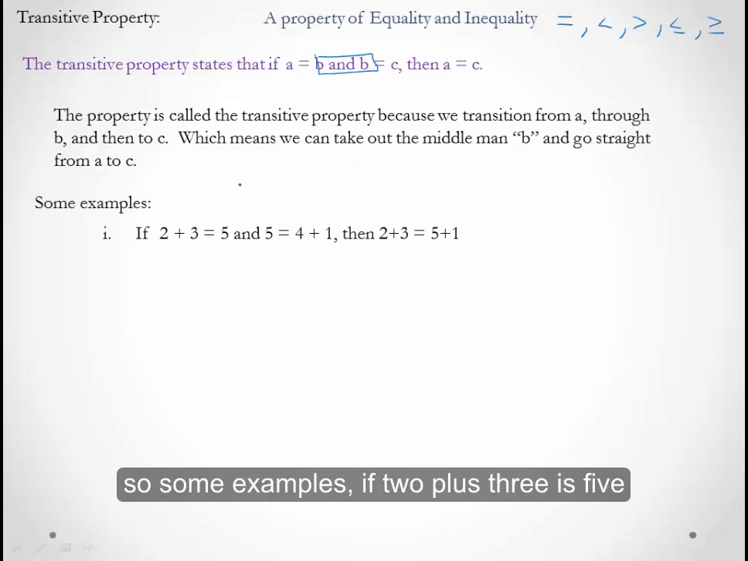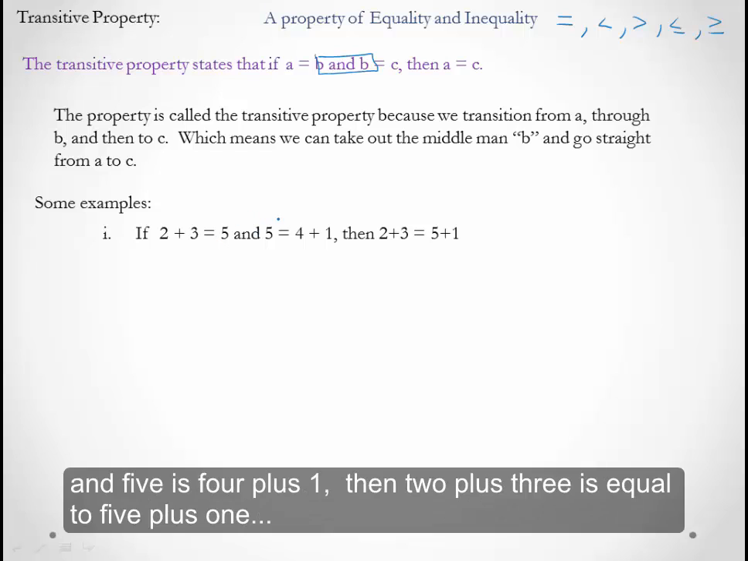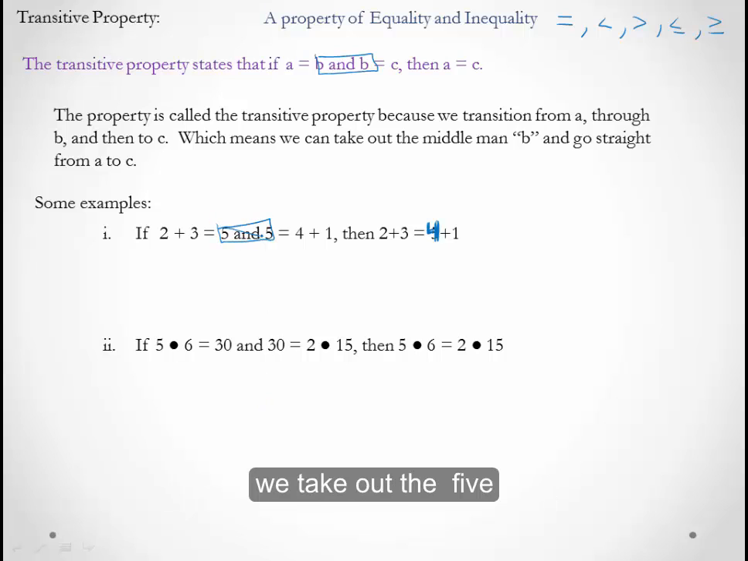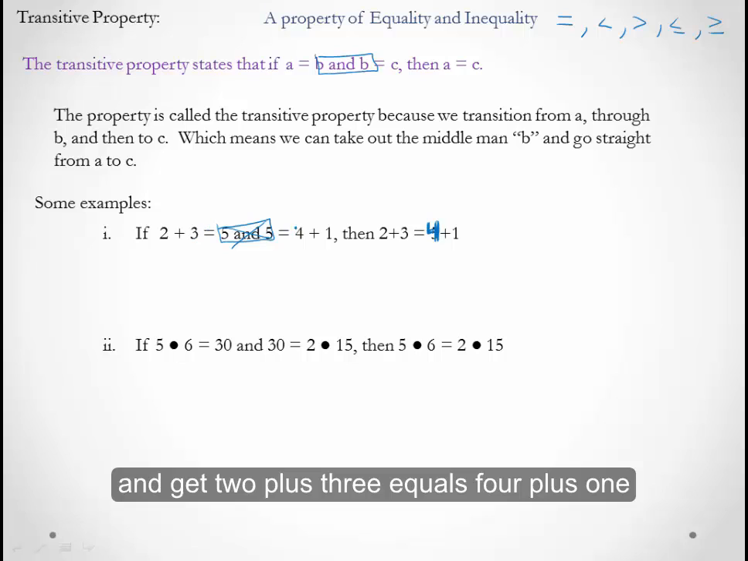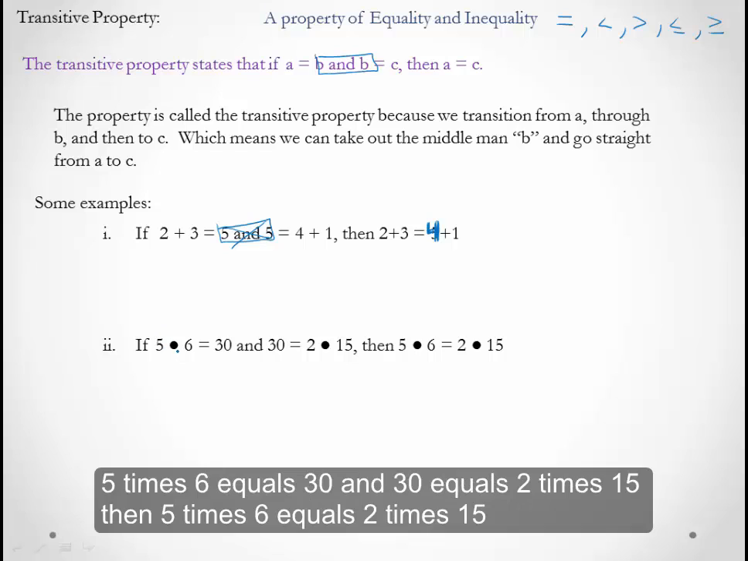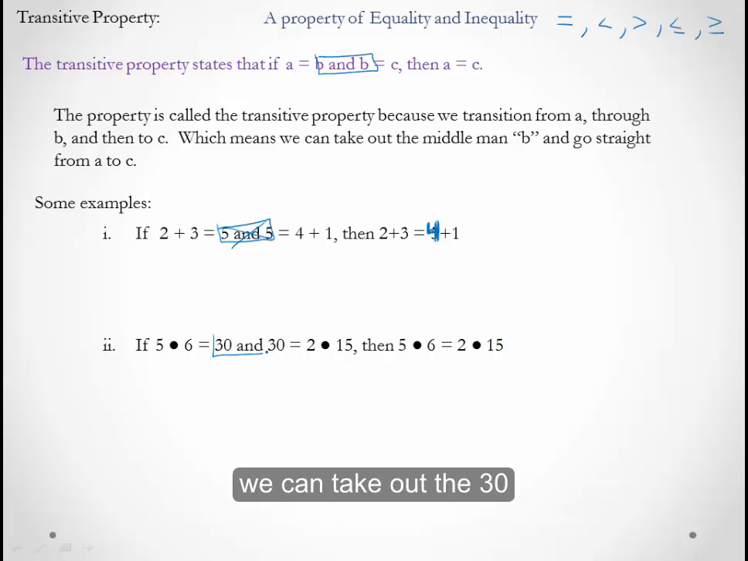So some examples, if 2 plus 3 is 5 and 5 is 4 plus 1, then 2 plus 3 is equal to 4 plus 1. Oh, typo. Sorry about that. We take out the 5 and we get 2 plus 3 equals 4 plus 1. Likewise with multiplication, 5 times 6 equals 30 and 30 equals 2 times 15, then 5 times 6 equals 2 times 15. We can take out the 30.